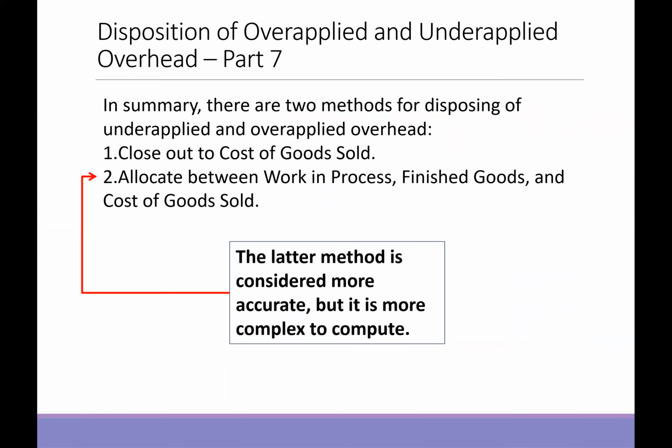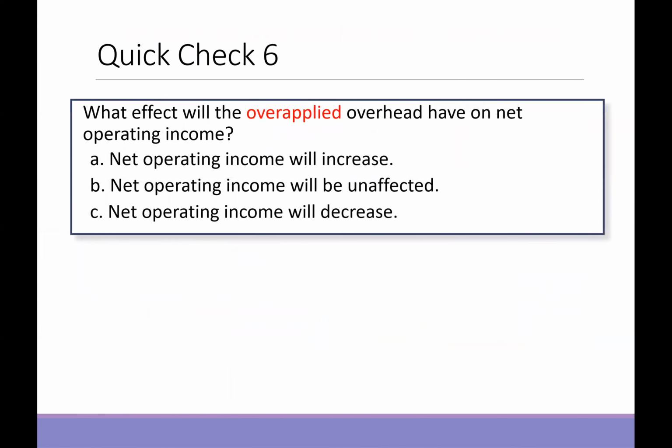It's more complicated, but it's definitely more accurate to do. What effect will the over applied overhead have on net income? Well, it's going to increase net income, won't it? Because we overkilled initially, therefore we'll adjust it by showing our cost of goods sold wasn't as much as we initially thought it was.